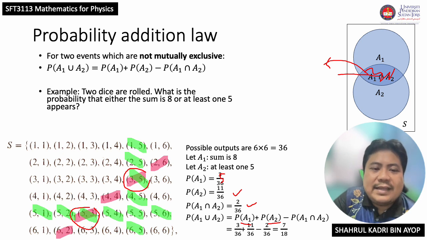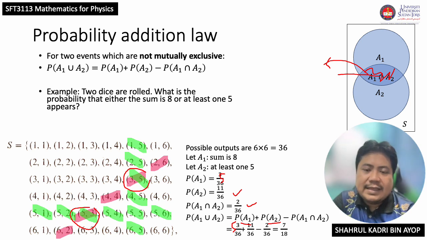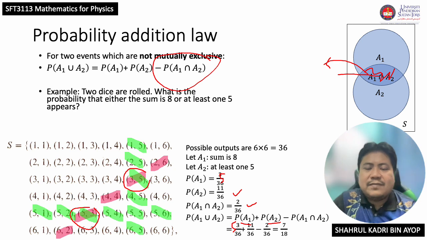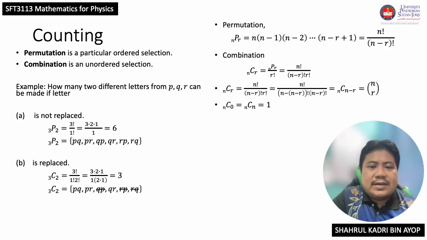Okay, so finally, this is 5 over 36, sorry, correct. So finally we get 7 over 18. This is the rule for events that are not mutually exclusive: you have to subtract one element of the intersection from the calculation, right? So let's go to counting.